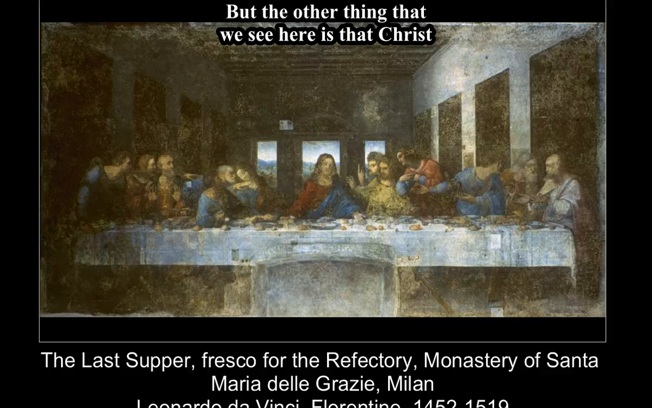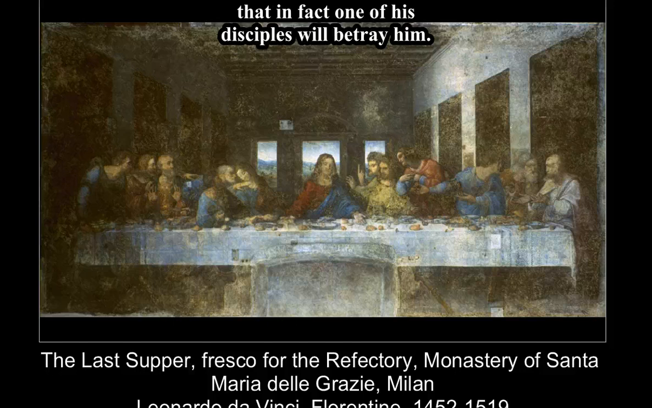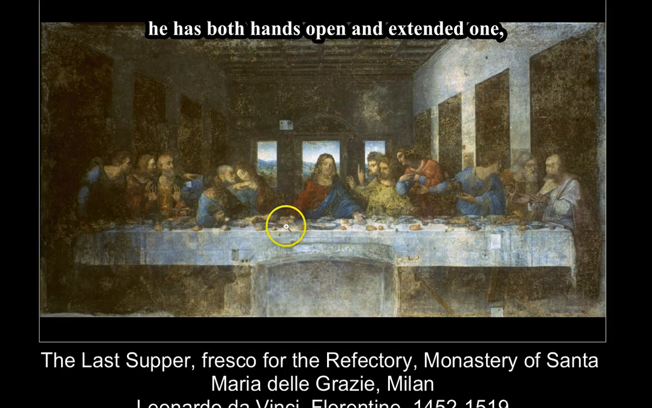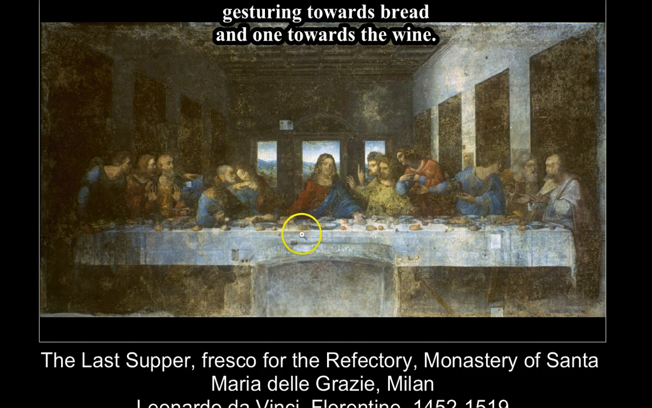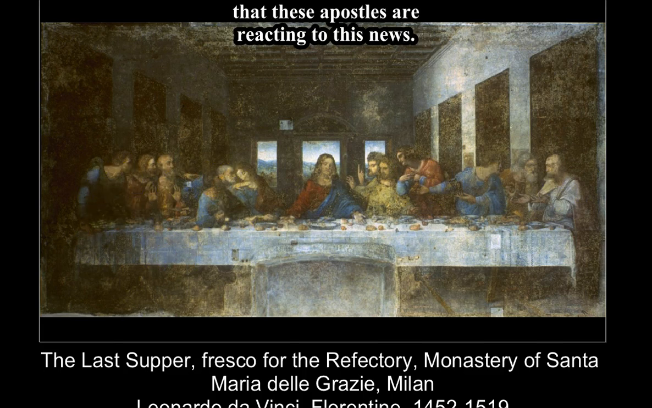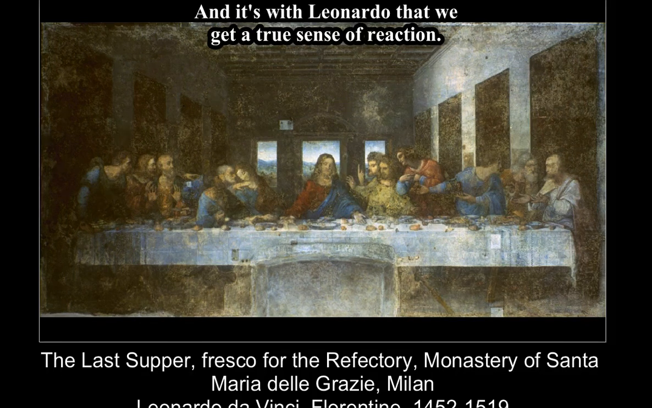But the other thing that we see here is that Christ seems to have just announced that, in fact, one of his disciples will betray him. He's looking down. He has both hands open and extended, one gesturing towards bread and one towards the wine. And you can see in these groupings of three that these apostles are reacting to this news. And it's with Leonardo that we get a true sense of reaction.